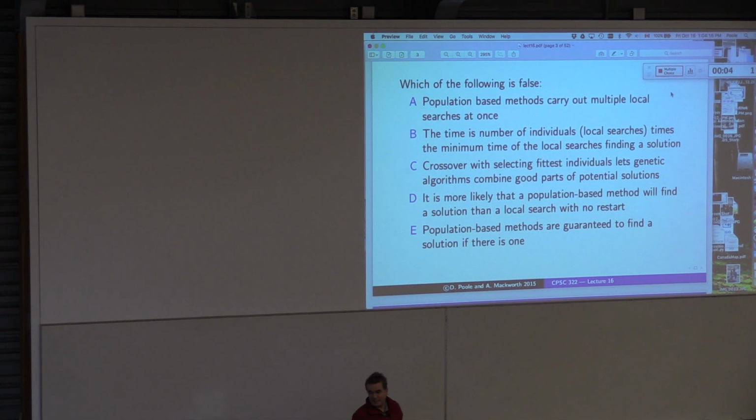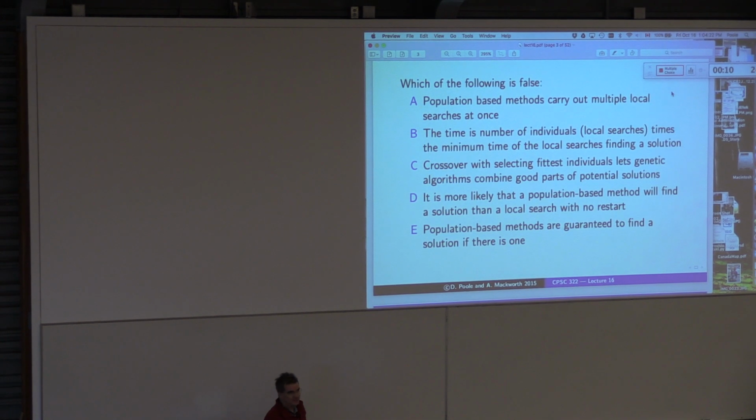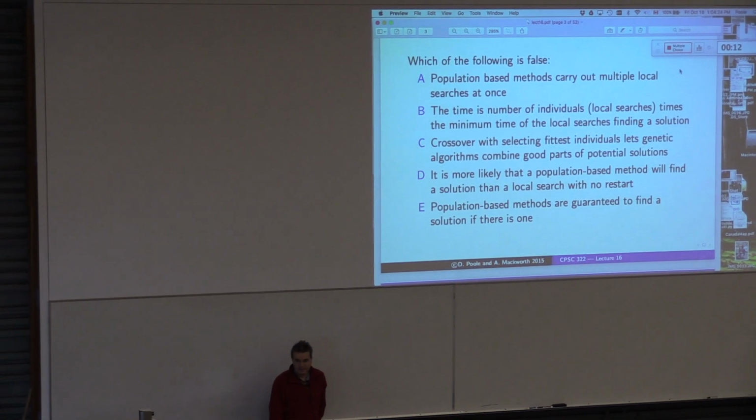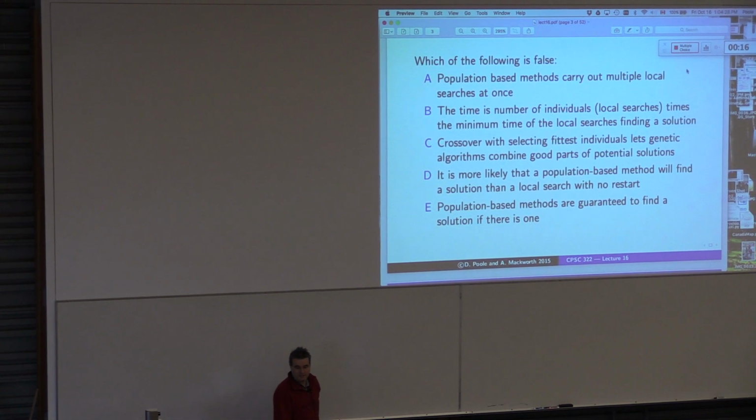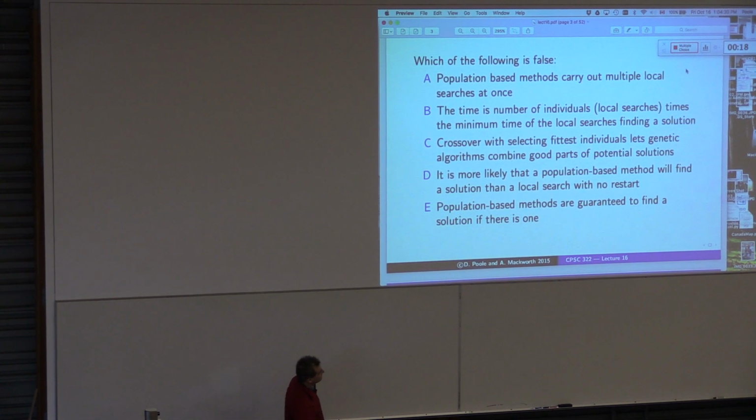So now, which of the following is false? A, population-based methods carry out multiple local searches at once. B, the time is the number of individuals or local searches times multiplied by the minimum time of the local search find.